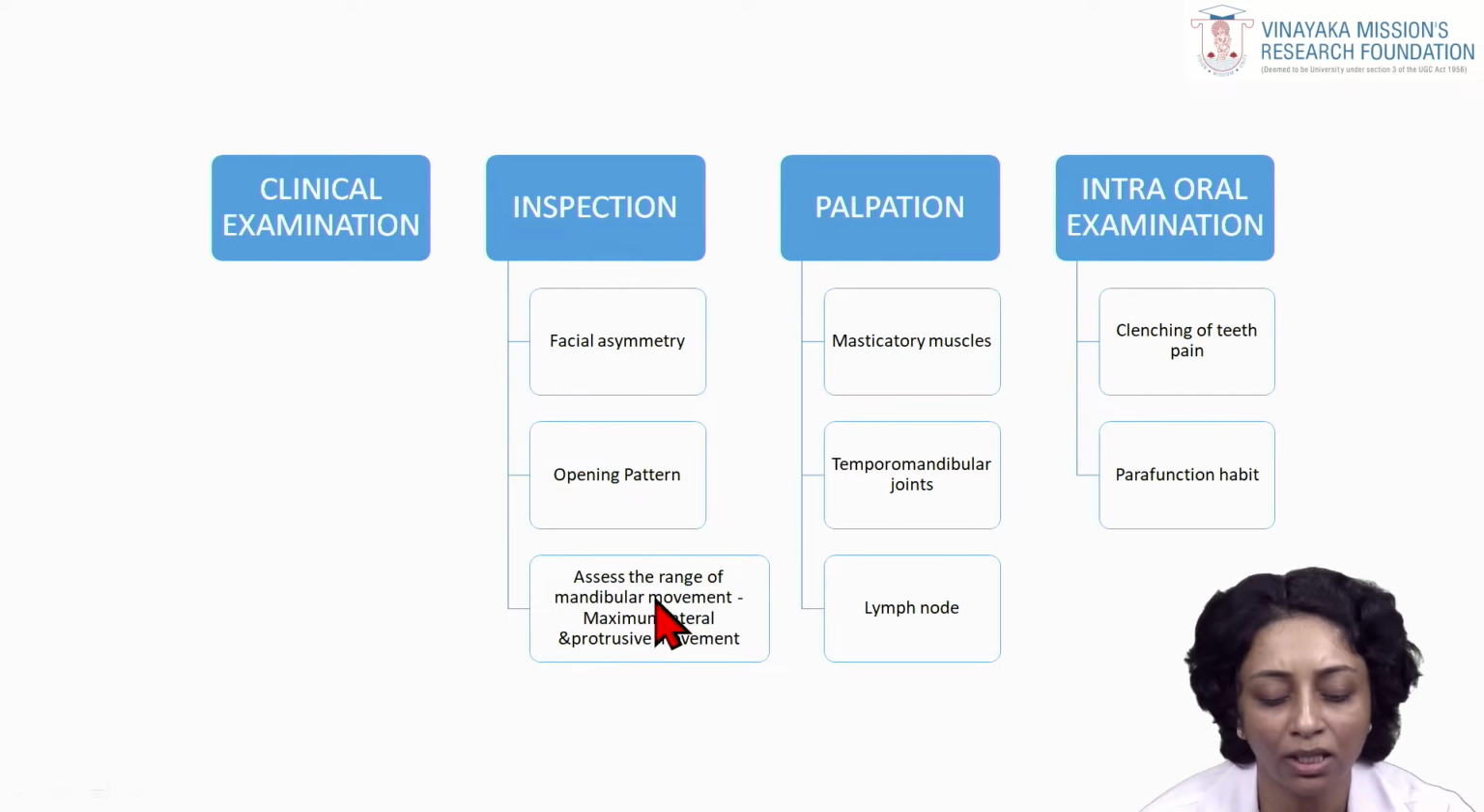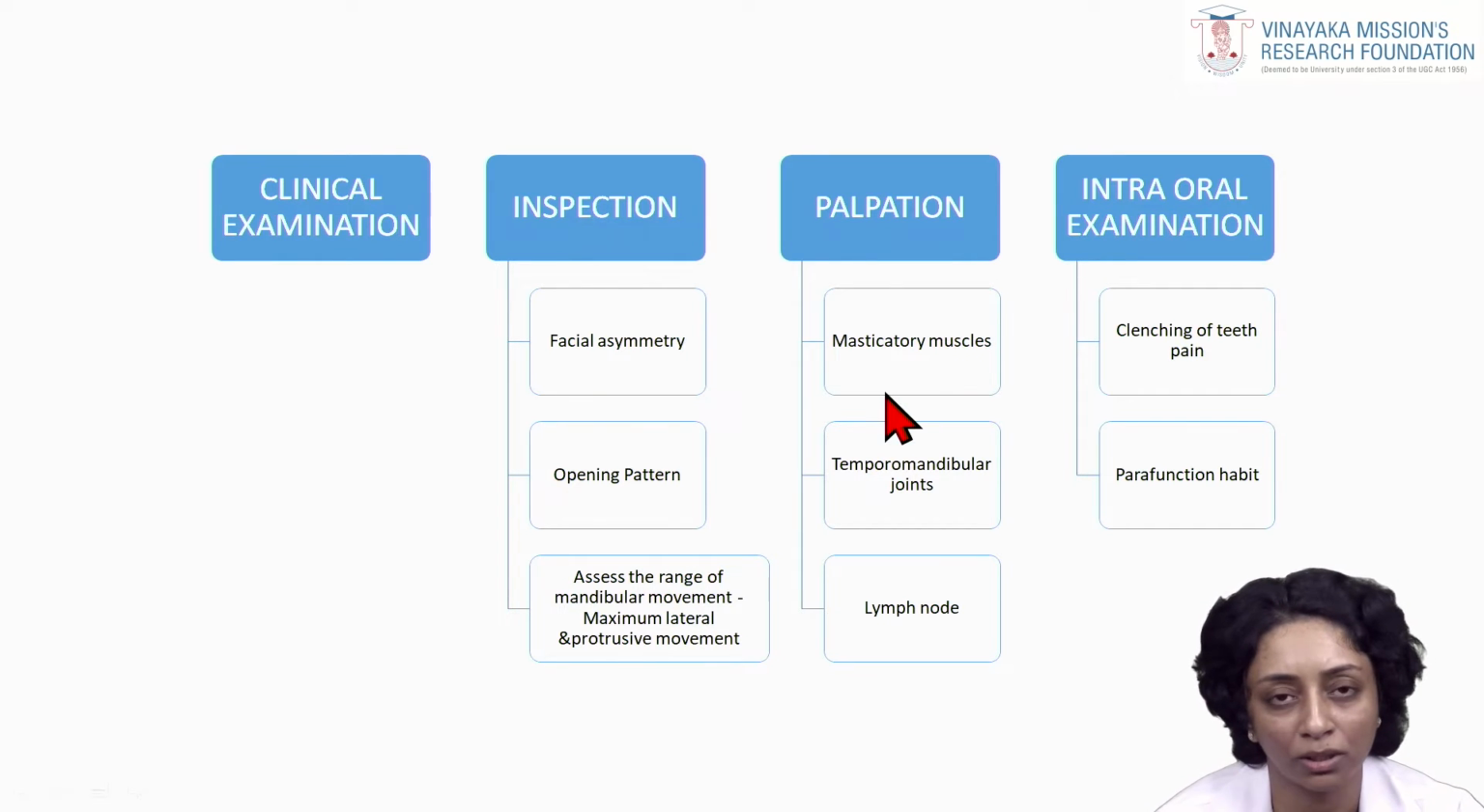Then we have to see the range of mandibular movements, whether the patient is able to move freely and comfortably in the lateral position, in the retrusive position, in the protrusive position. So all the range of movements of the mandible is to be taken care of in the step of inspection.